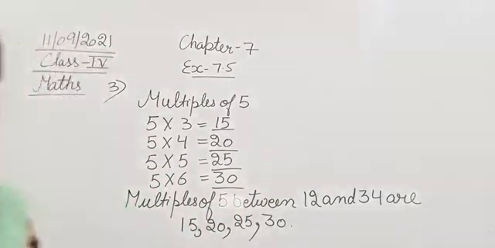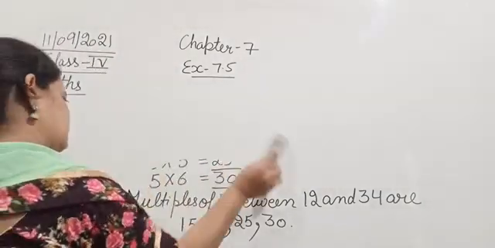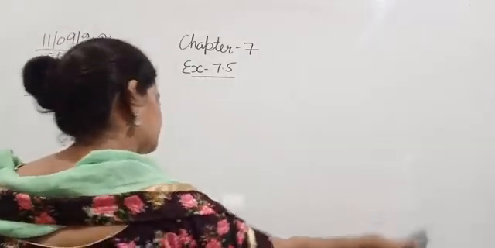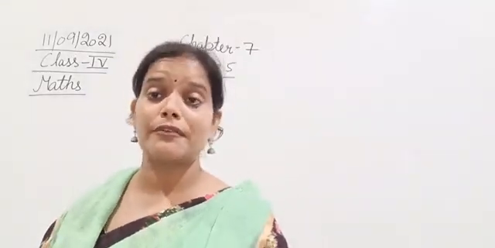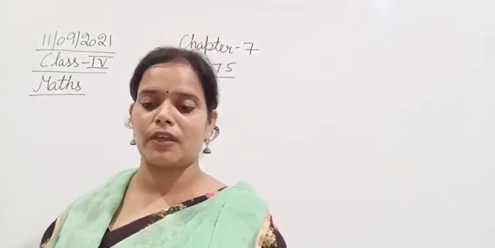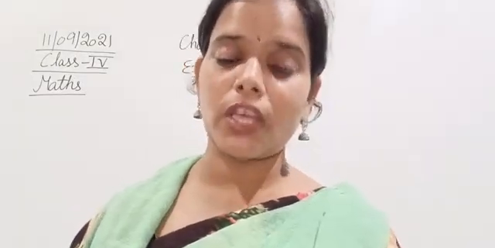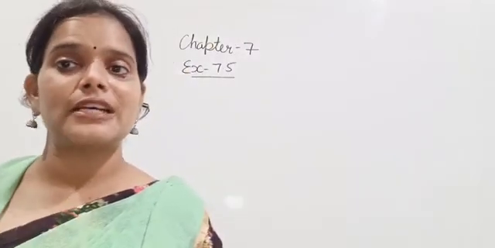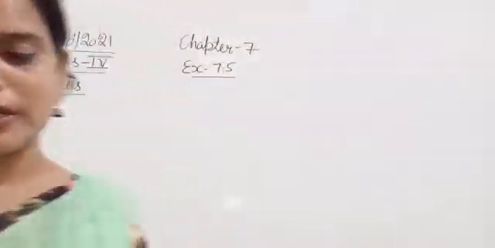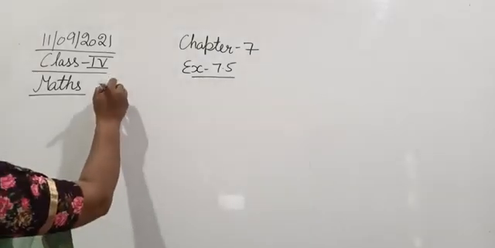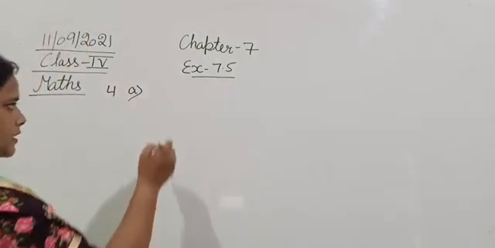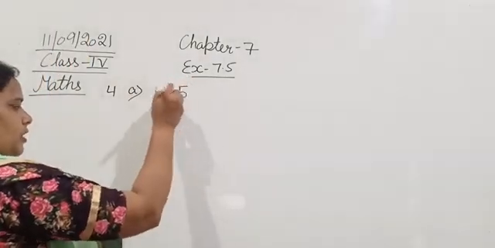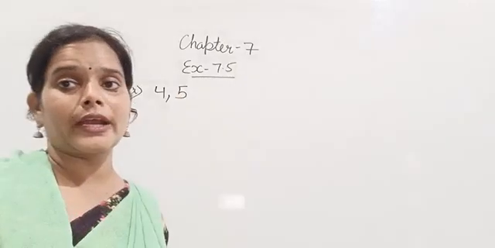The question number 4 is: list the first 3 common multiples of the given numbers. So now we have to find the common multiples of given numbers, the first 3 common multiples. So let's find out. Question number 4, part A1 is 4 and 5. So we have to find the first 3 common multiples of 4 and 5.